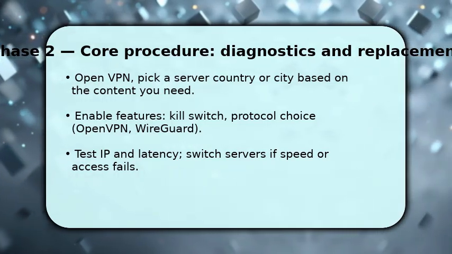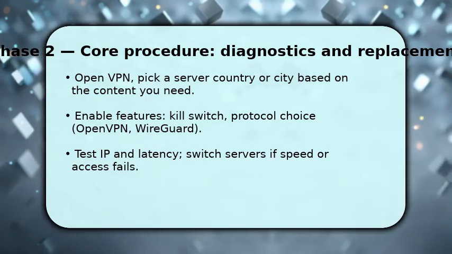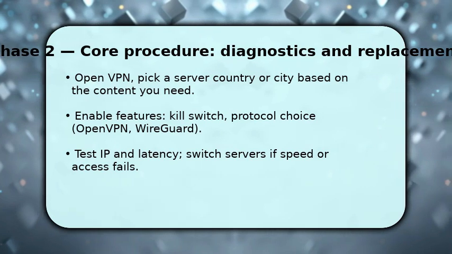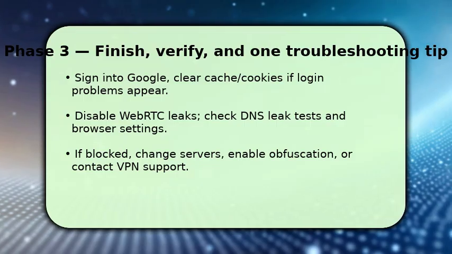Once connected, test your new IP and check latency. If Google is slow or blocking content, switch servers until you get a stable, fast connection. You finish by verifying Google access and handling common issues.